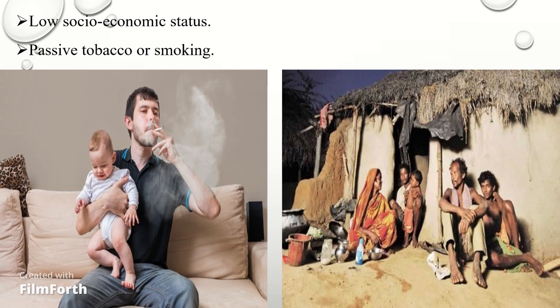Another one is low socioeconomic status. Due to the low economic status, they are not able to buy a proper nutritional diet or nutritional food to eat. So due to that, they may suffer from asthma, and they also sometimes have to work in such a dirty or polluted area to get money for their living. That's why they may suffer from asthma. Another one is passive tobacco smoking. So due to that, it may also cause asthma.